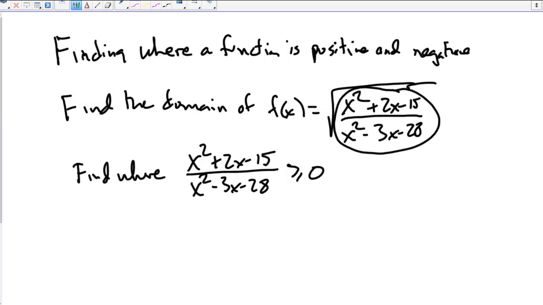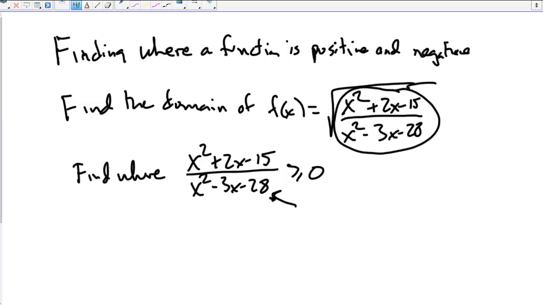Another way to interpret this problem would be to just look at the inside function, and it would be asking where that function itself, without the square root, is above or below the x-axis. When it's above the x-axis, the y values are positive. When it's below the x-axis, the y values are negative.